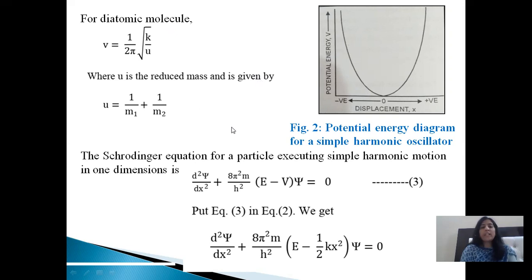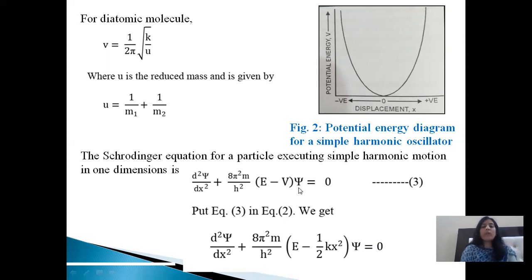Now apply the Schrodinger equation to this harmonic oscillator. The Schrodinger equation for a particle executing simple harmonic motion in one dimension is given by d²ψ/dx² + (8π²m/h²)(E − V)ψ = 0. Here m is the mass of the particle, h is Planck's constant, E is the energy of the particle, V is the potential energy and ψ is the wave function.